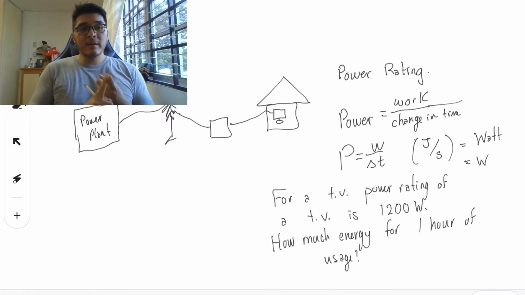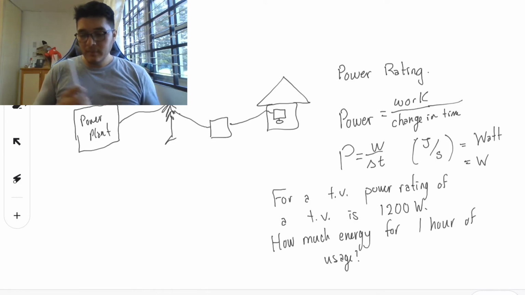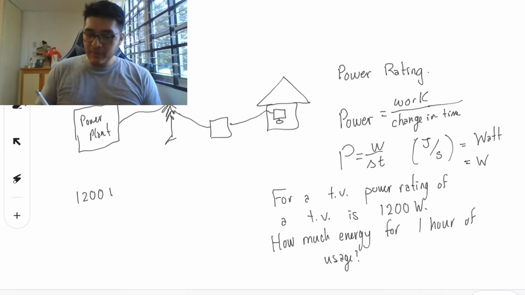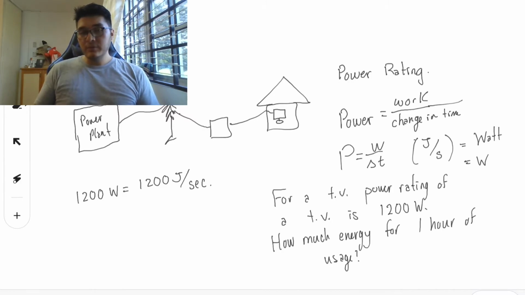So power rating is how quickly energy gets converted in a given time interval. Remember, the definition of power is work over time. Work is the transfer of energy. So another way to think about power is how quickly energy needs to be transformed. So if we have a power rating of 1,200 watts, this means that you need 1,200 joules per second. So how much energy do you need for 1 hour?